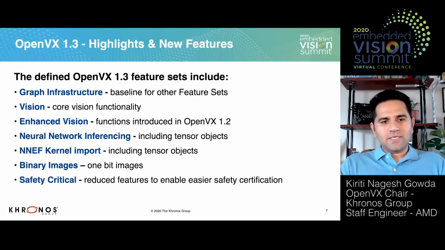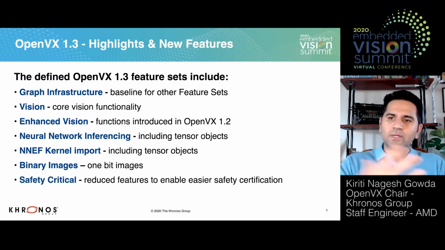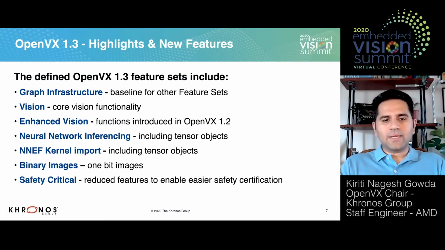And then we have the neural network inferencing, and then we have NNEF kernel import, which is another feature where you take your deployment inference model, convert it into an NNEF format, and then import it into an OpenVX graph. And you can run inference across any target hardware. And then we have the binary image, where you can run 1-bit images. And then you have the safety critical reduced feature set for safety certification.